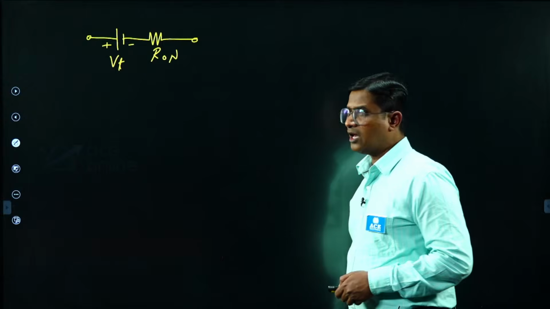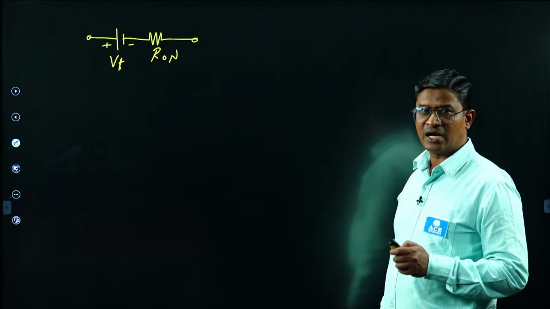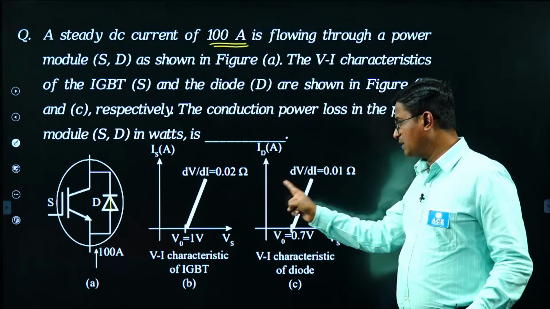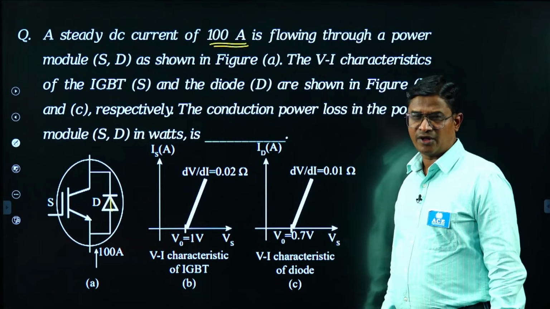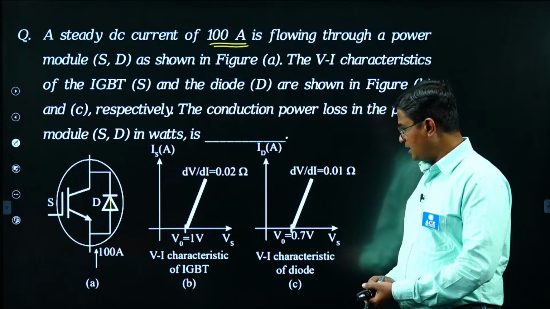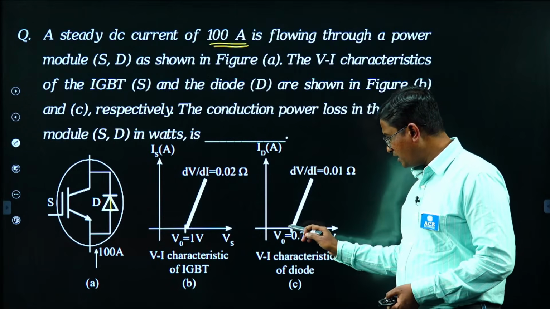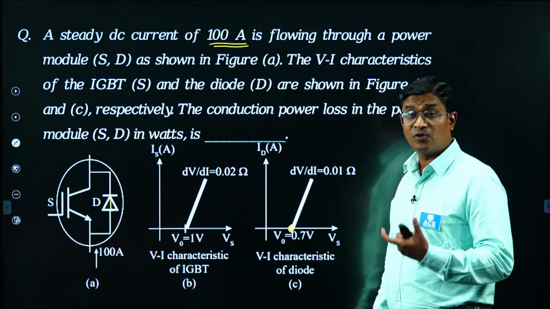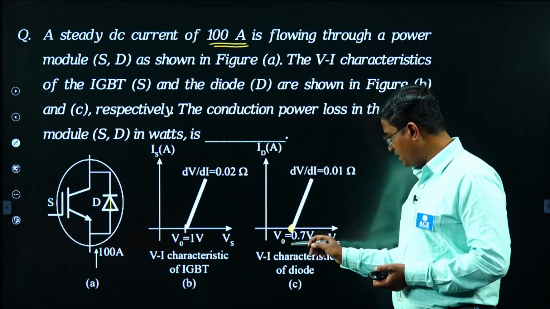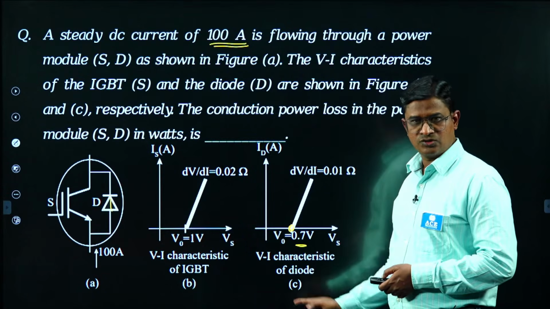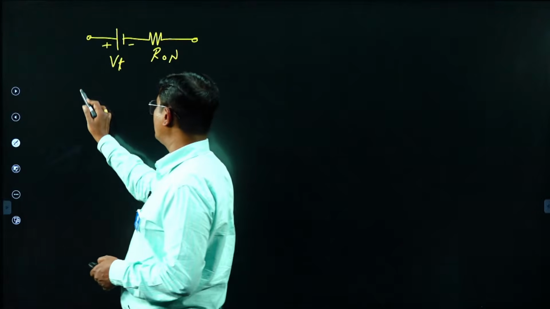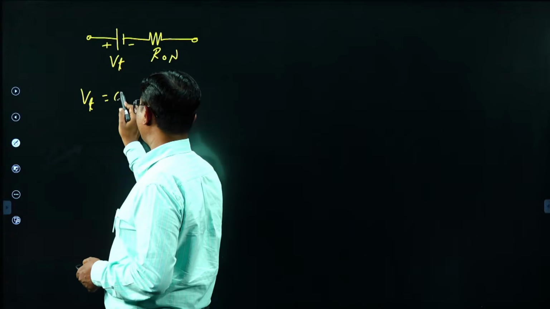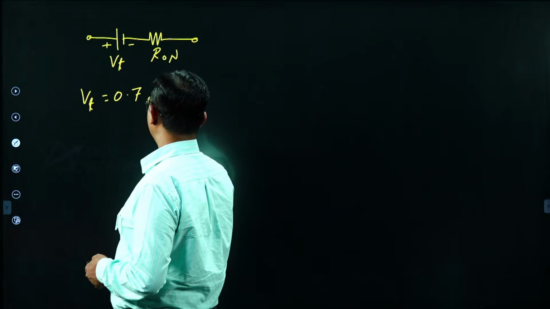Next, now what is Vt and what is Ron? That we need to find from this given plot. They have given it is a VI characteristic of a diode. So can I say that from this VI characteristic, this voltage indicates the Vt, the minimum voltage required. So what is that Vt value? 0.7. So in this case Vt is 0.7. Vt is equal to 0.7. And what is Ron?